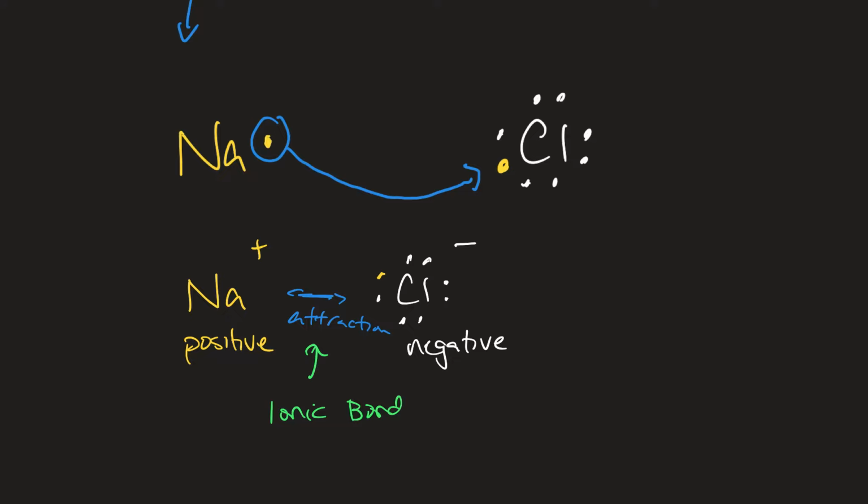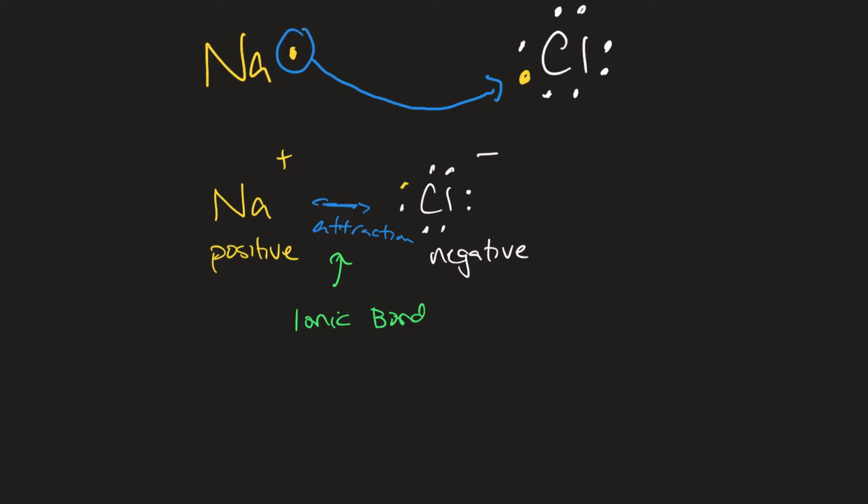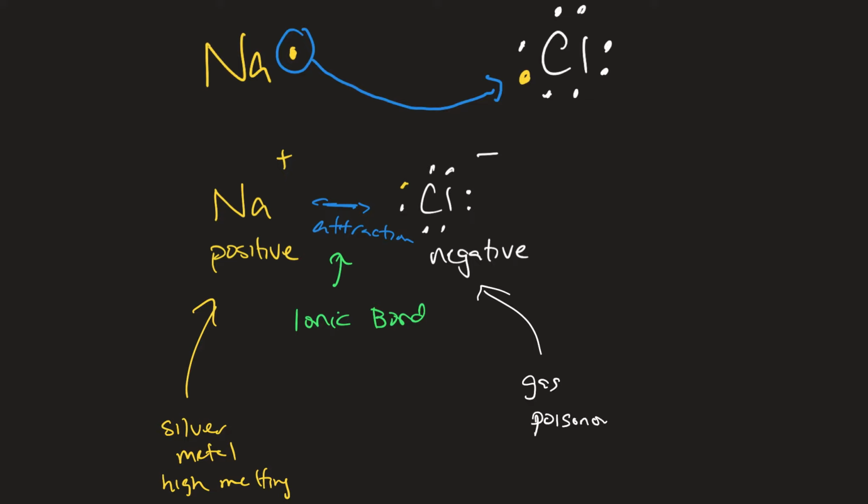When we have this, we get a product that's nothing like the original elements it starts off with. Think about some of the physical properties of sodium metal. It's silver, it's a metal, and it has a relatively high melting point. And then chlorine gas is a gas at room temperature. Another thing, it's poisonous. It's yellow and so on.